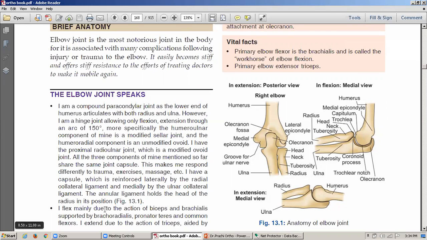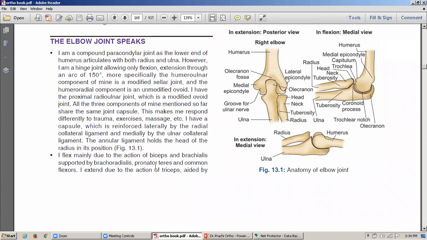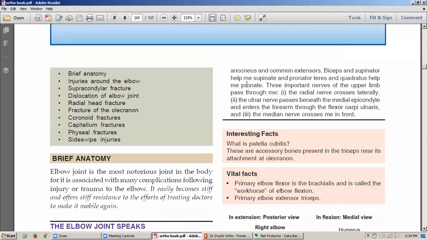It flexes mainly due to the action of the biceps and the brachialis, and the pronator teres and the common flexors. It extends due to the action of the triceps, aided by the anconeus and common extensors. The biceps and the supinator help it to supinate, and the pronator teres and the pronator quadratus help to pronate.